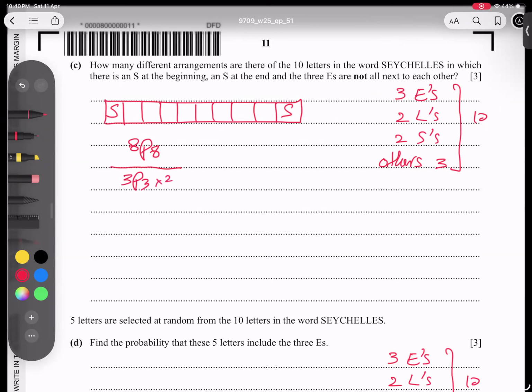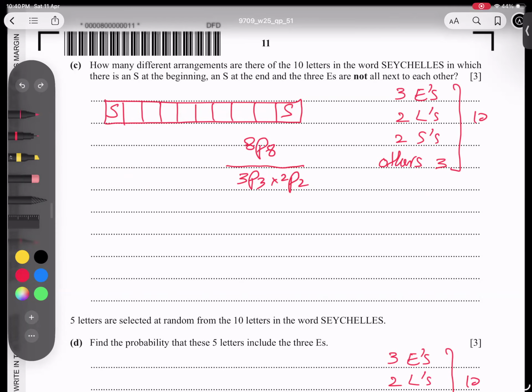So these are the total options when we have everything together. What about the E's? So with S at the ends, the E's can be together or they are not together, so E's can shuffle. E's can be separate from each other. So this is the total options we have, basically.